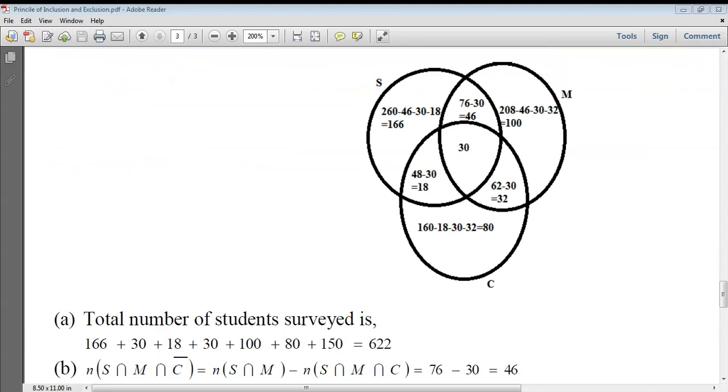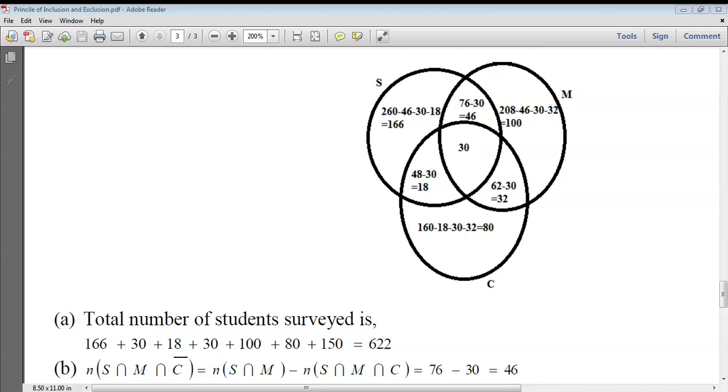Let us see the Venn diagram. In the Venn diagram, there are three sets. One is statistics, the other one represents mathematics, and the last one represents computer science.